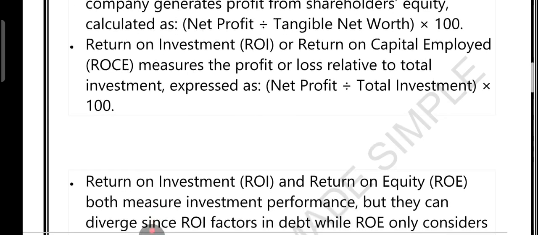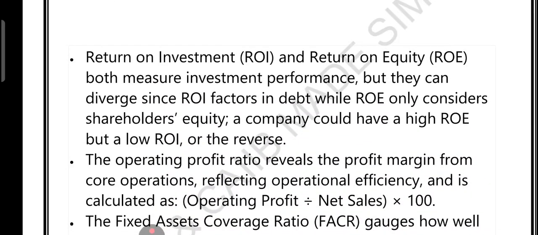So now let's talk about this ROI and ROE in detail. So friends, return on investment and return on equity both measure the performance, but ROI includes debt, while ROE looks at only shareholder equity. A company can have high ROE but low ROI, or vice versa, depending on how much debt is involved. I hope it is clear. ROI versus ROE, what does it mean?